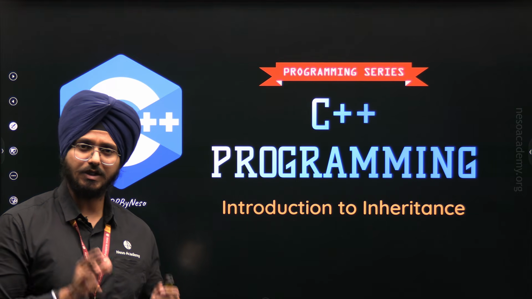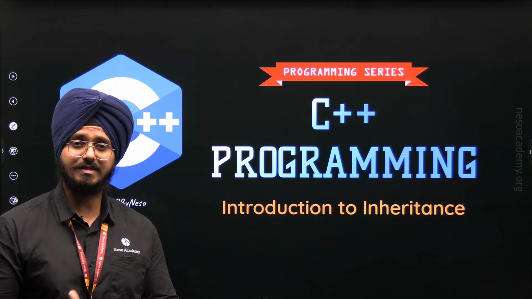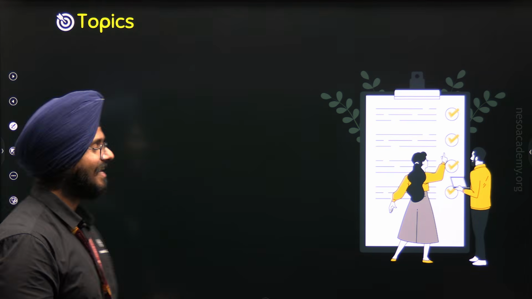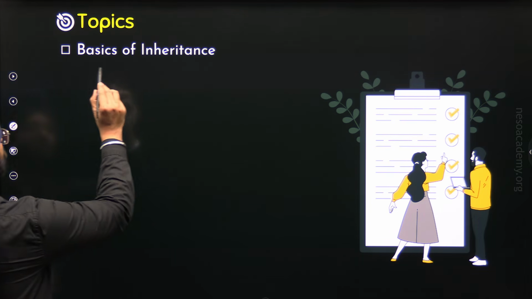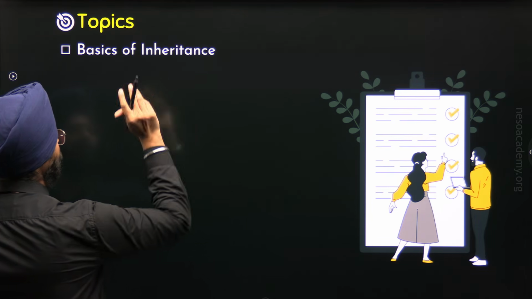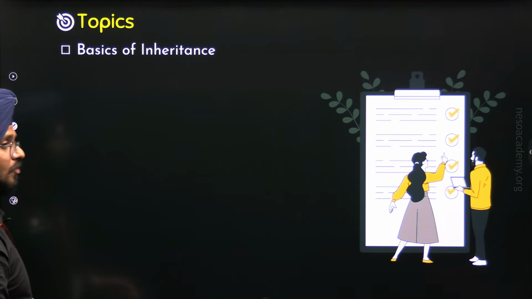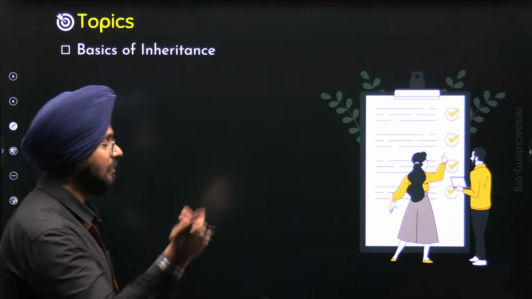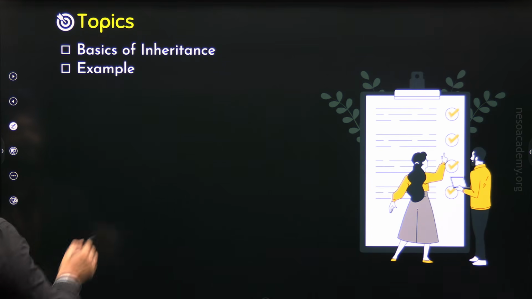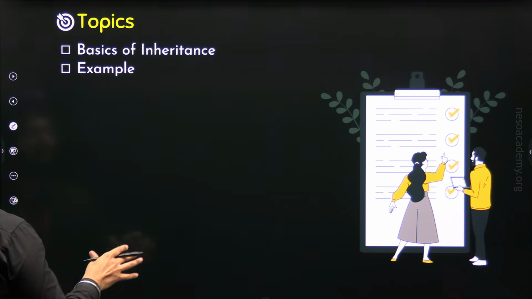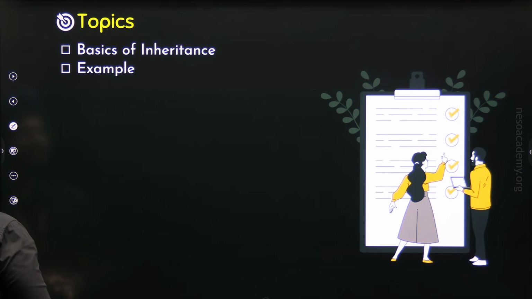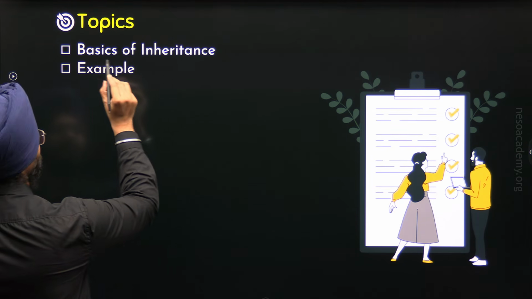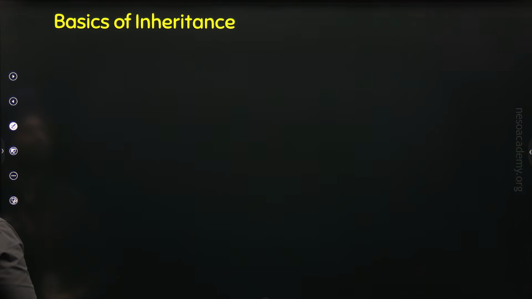So, without any further delay, let's get started and let's see what are the topics. The first topic is basics of inheritance. First, I will make your basics about inheritance completely clear. Then, we will move to the second topic where, through an example, we will understand how inheritance works in C++. So these are the topics. Let's start with the first one, basics of inheritance.